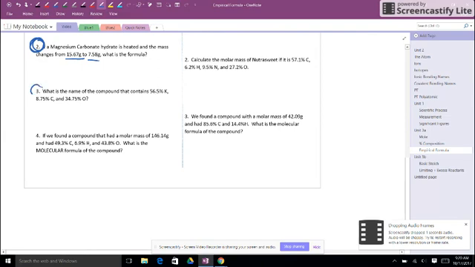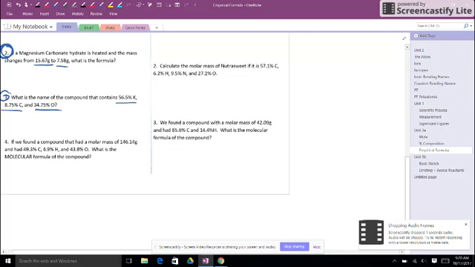Okay, down here for example 3, what is the name of the compound that contains 56.5% potassium, 8.75% carbon, and 34.75% oxygen?